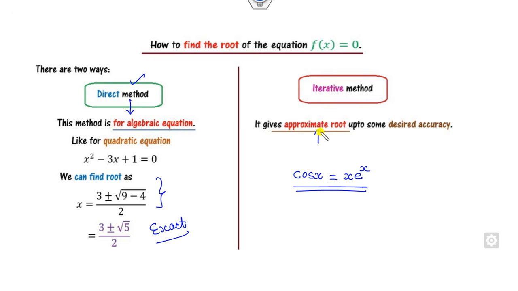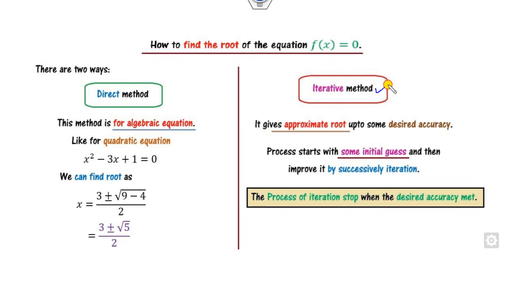So once we are talking about the approximate root, it means it has some accuracy, it has some error. So we have to find some root with say 10^-7 accuracy, 10^-3 accuracy, and so on. That means we have to acquire it up to some desired accuracy. So how can you solve this by the indirect method? We can start with some initial guess and then improve it by successive iterations.